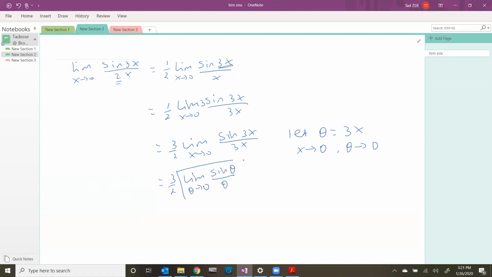And this limit, we know that this is 1. So that will give me 3/2 times 1, which is 3/2. So the limit of sine 3x over 2x as x goes to 0 will be 3/2.